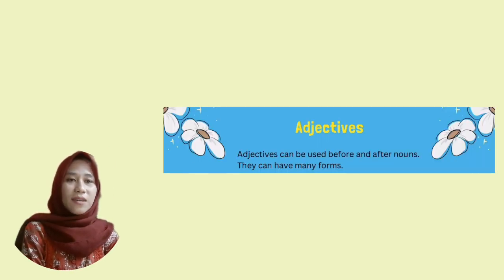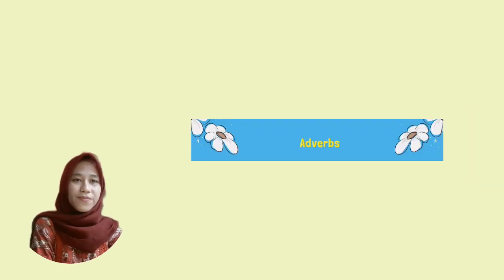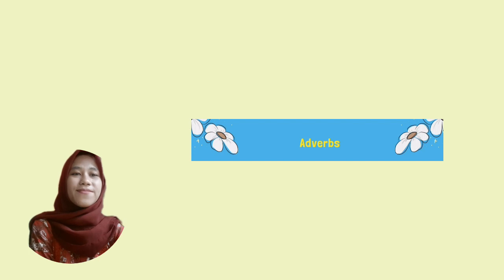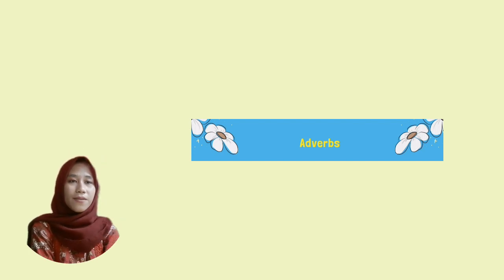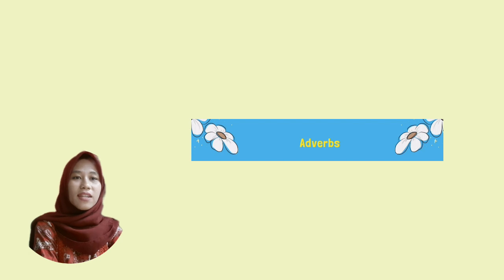Adjectives. Adjectives can be used before and after nouns. They can have many forms. There are comparative and superlative adjectives. Adverbs. Adverbs can be of time, manner, and place. Examples of adverbs of time are early, late, and yesterday. An example of a manner adverb: he played well. An example of an adverb of place: they were upstairs. And I live in Cambridge.